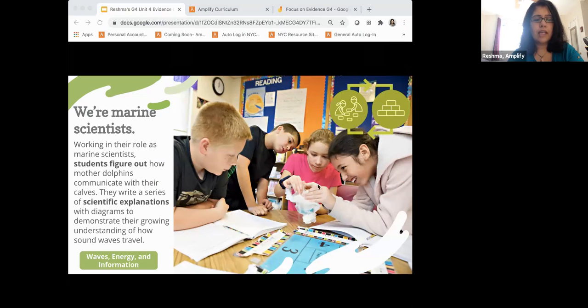Let's see what the problem, phenomenon, and student role is. In Unit 4 of 4th grade, students are working in their role as marine scientists, and they have to figure out how mother dolphins communicate with their calves. While doing so, they write a series of scientific explanations with diagrams to demonstrate their growing understanding of how sound waves travel.